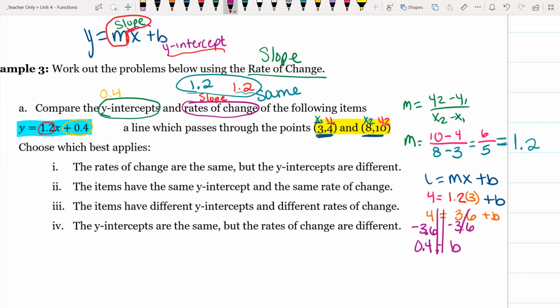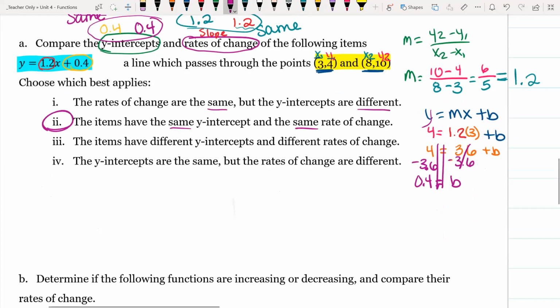I know this is going to take some practice, okay? But you'll get the hang of it, I promise. And our b is the same thing as our y-intercept, so that goes up here. So now we're comparing 0.4 and 0.4. Are those the same or are those different? Well, those are the same, right? So which one says they're both the same? So this says same, different, same, same. So the answer is this one.